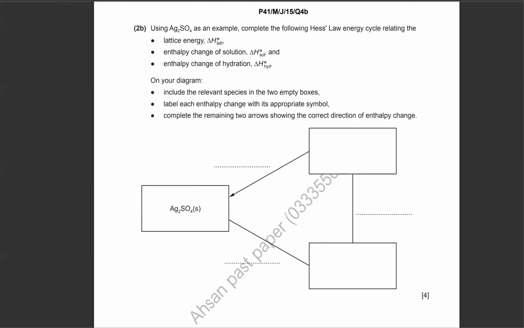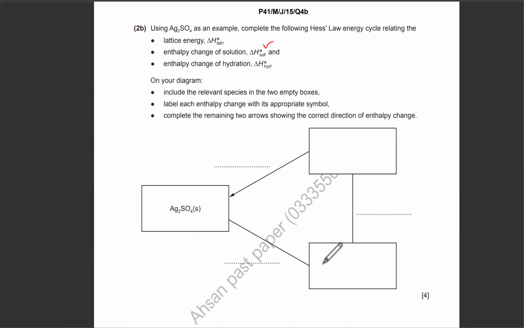Starting with the first question, use Ag2SO4 as an example to complete the following Hess's law energy cycle related to lattice enthalpy, enthalpy of solution, and hydration. Okay, so you have to complete that. Remember, I told you that if you dissolve a substance, what happens? I'm going to go with enthalpy of solution first.